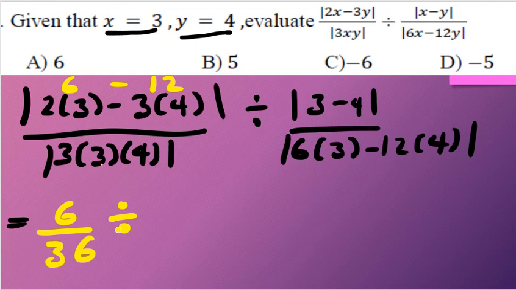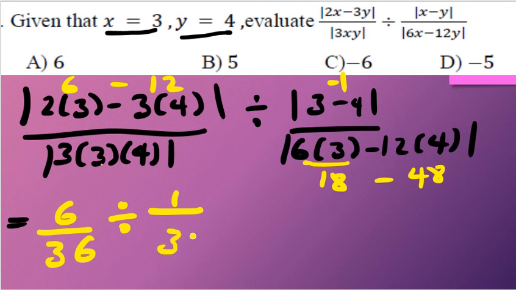Divide by 3, minus 4 is negative 1, but in absolute value, it's 1 over 3 times 6 times 3 will be 18 and 12 times 4 will be 48. When you subtract, it's going to be 30, but it's negative 30 in absolute value. When you put it, it will be positive. So I will take positive 30.